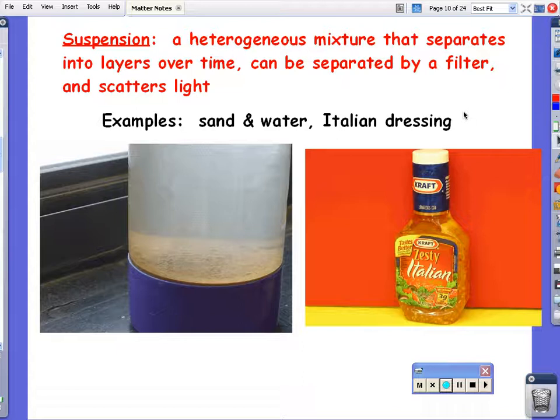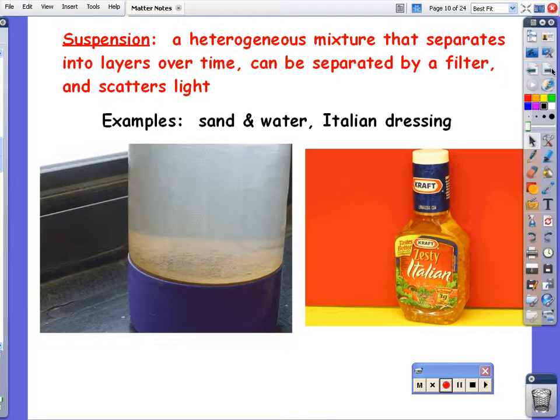Medicines are also suspensions, which is why it's very important to follow directions when it says to shake well before use. A lot of times some of the medicine will settle down to the bottom, and you don't get the full dose of the medicine if you don't shake it.